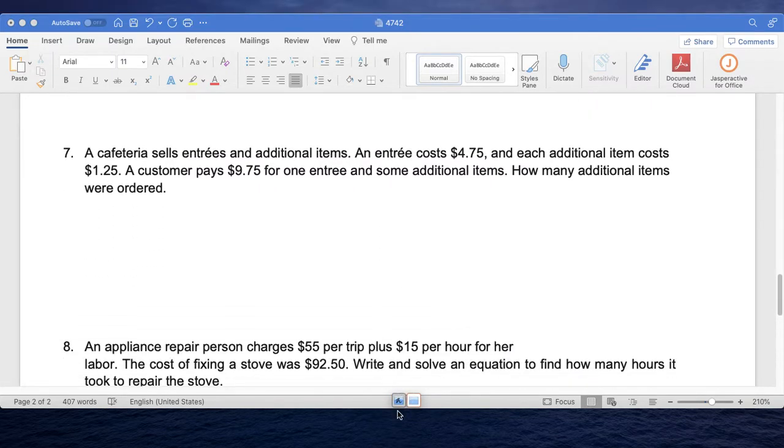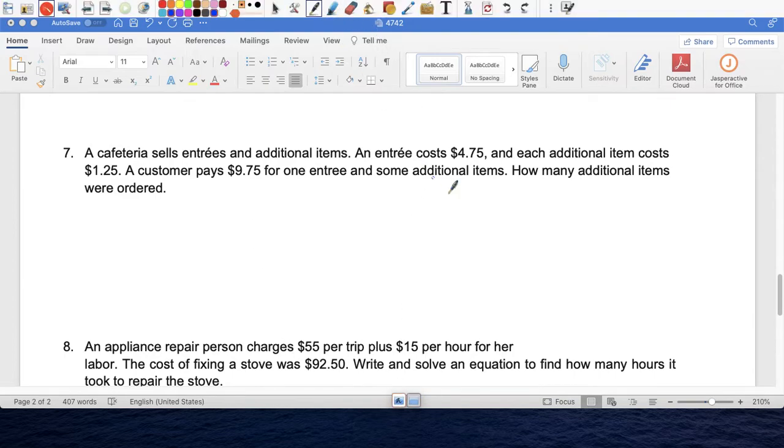Cafeteria sells entrees and additional items. An entree costs $4.75, and each additional item costs $1.25. Customer pays $9.75 for one entree and some additional items. How many additional items were ordered? So let's see. So we know the total, right? So the total spent $9.75.